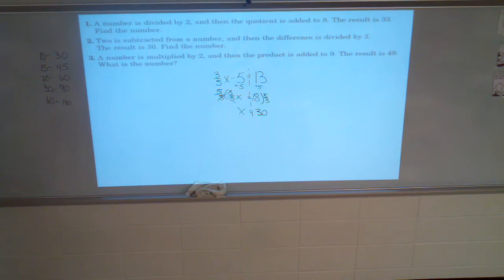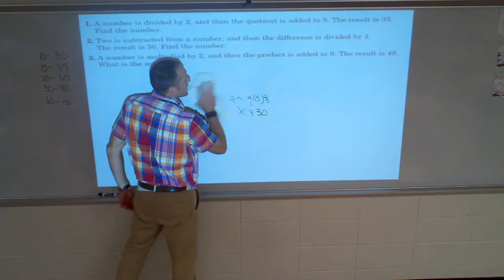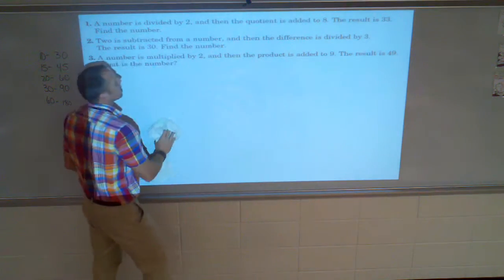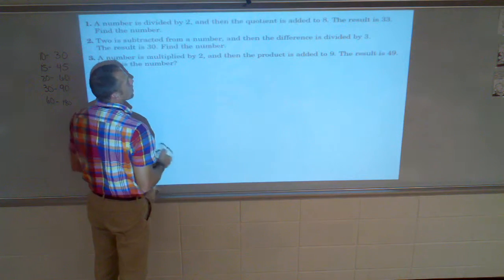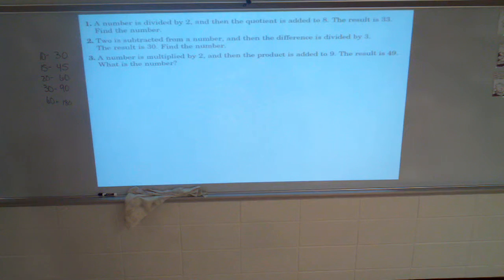Number 1, a number is divided by 2, and then the quotient is added to 8. The result is 33. Find the number. Write the equation first. A number is divided by 2, and then the quotient is added to 8. The result is 33. After you have the equation written, solve it.